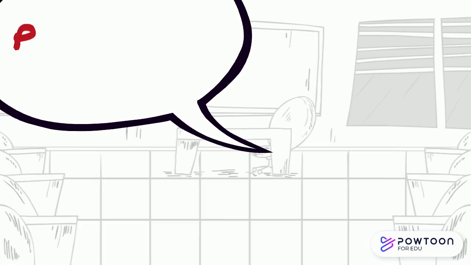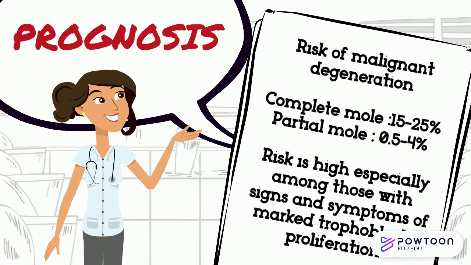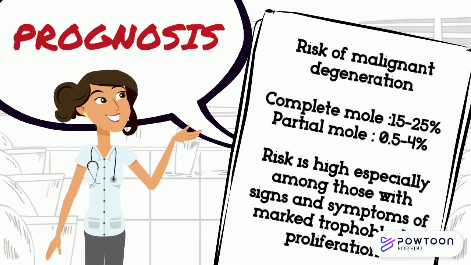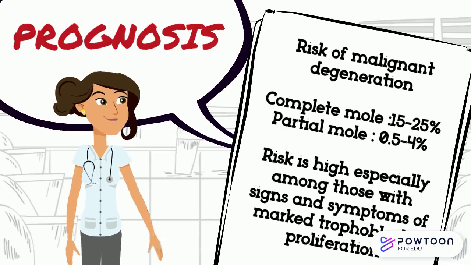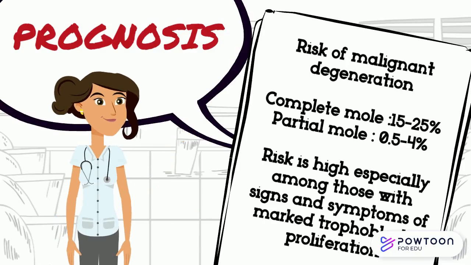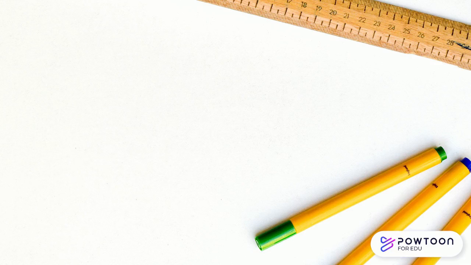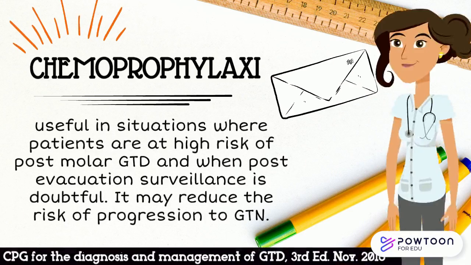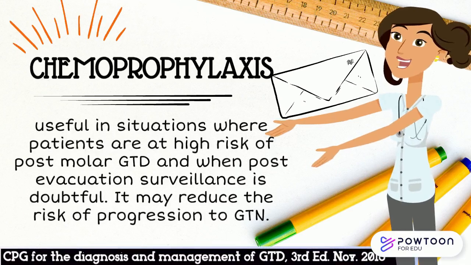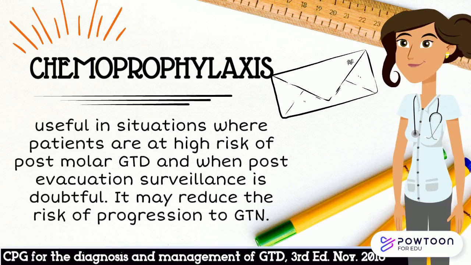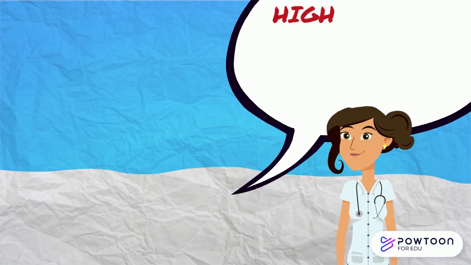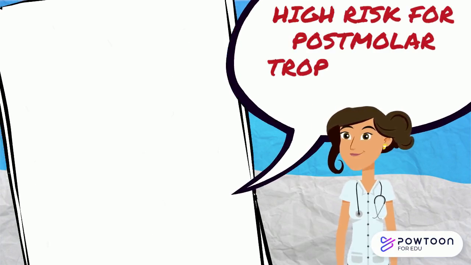The risk of malignancy after a complete mole is 15 to 25%, and 0.5 to 4% after a partial mole. Patients with signs and symptoms of marked trophoblastic proliferation are at high risk for persistent disease. What are the indications for chemoprophylaxis? Chemoprophylaxis is useful in situations where patients are at high risk of post-molar GTD and when post-evacuation surveillance is doubtful. It may reduce the risk of progression to GTN. Who are at high risk for post-molar trophoblastic disease?